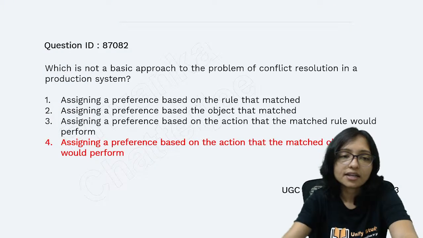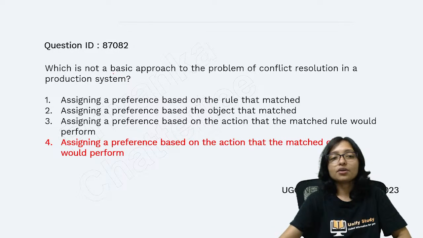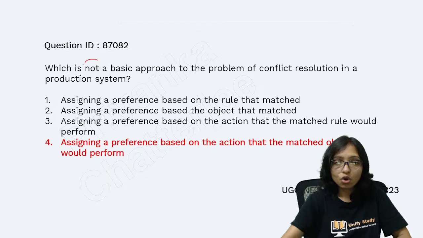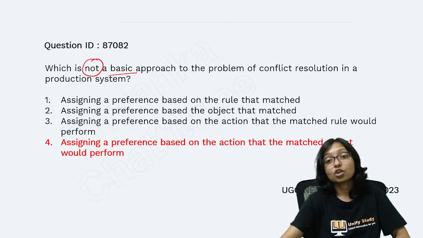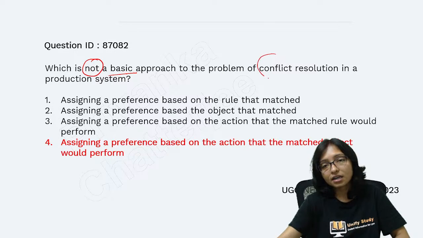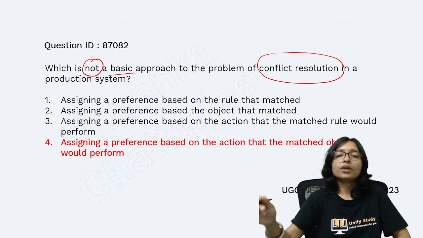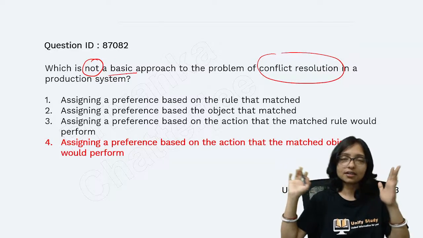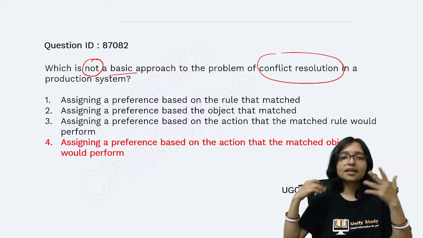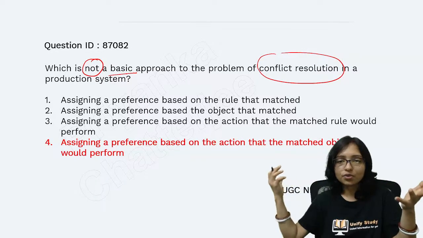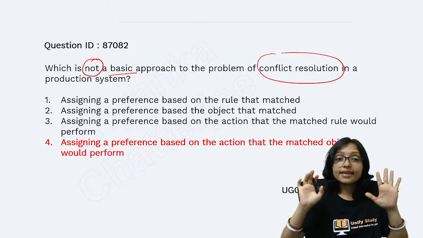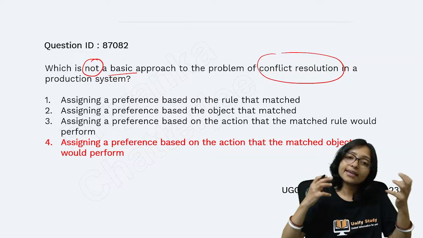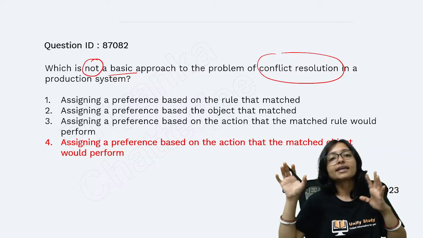Because whenever you are reading a question, read the question properly. Not a basic approach of conflict resolution. Whenever there is a conflict between you and your partner, conflict means what? There is a conflict, an argument going on between you and your partner. Then think about which rules I can apply and which rules I cannot apply.